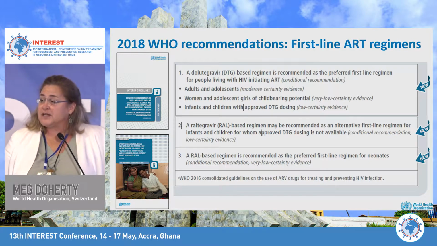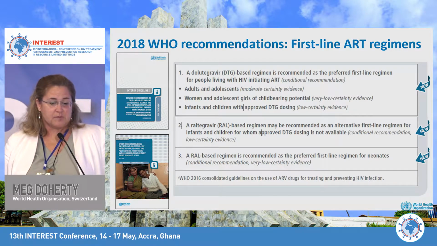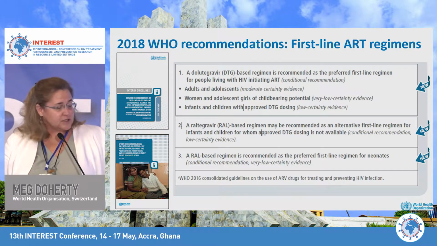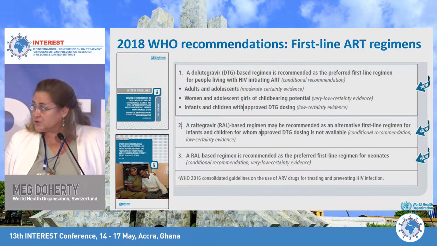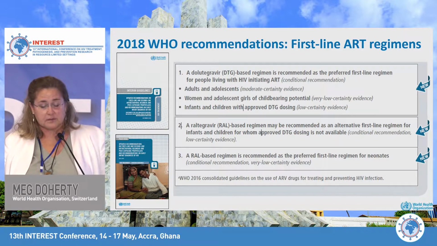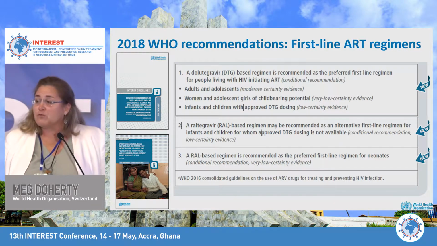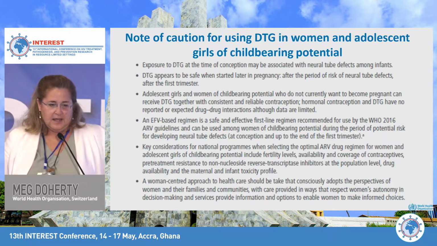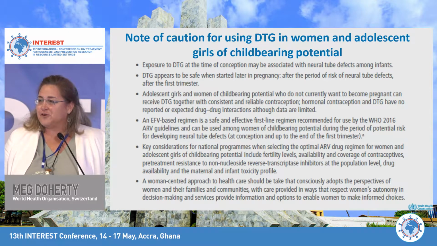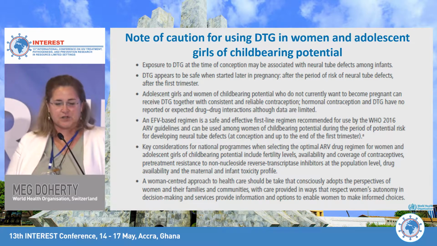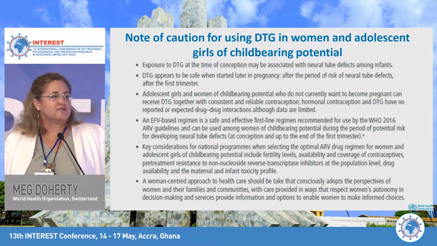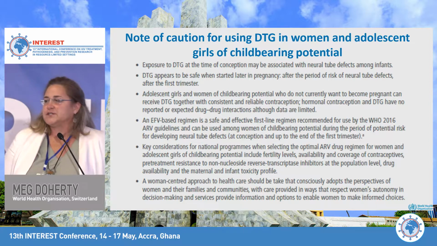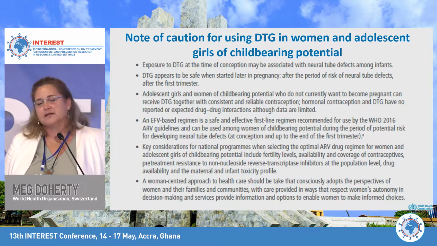So we made recommendations in first line that dolutegravir is recommended. It's a conditional recommendation as we wait for more information about the note of caution concerning the potential signal of neural tube defect. We brought raltegravir, another new regimen, into first line for children, infants, and neonates. And I think you all have heard about the note of caution. I just wanted to bring this up again because we're revisiting that in June with more information that will come out from both the PAMO study and many other studies.